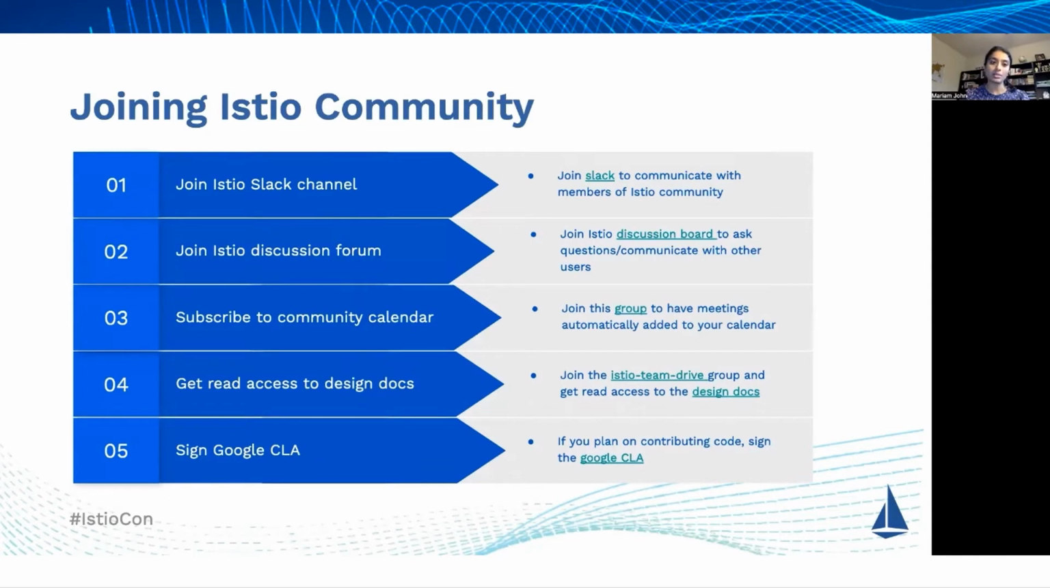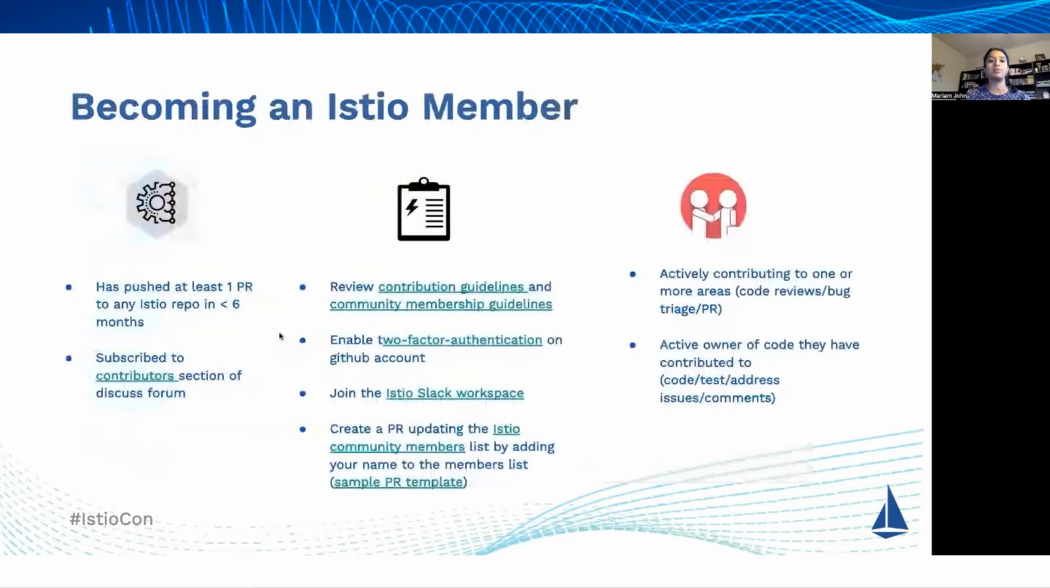When you're ready to submit a PR to an Istio repo, you have to sign the Google CLA for Istio to accept any PRs from the user. This gives Google permission to use and redistribute contributions as part of the project. To become an Istio member, there are a couple of prerequisites that need to be met. You must have submitted at least one PR and subscribed to the contributors group.